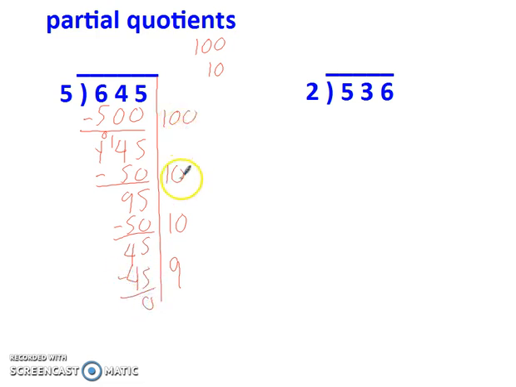Add these up, 100 plus 10 plus 10 plus 9. I might want to rewrite them neatly so I'm sure what I'm adding. There's a 9, there's a 2. 129.